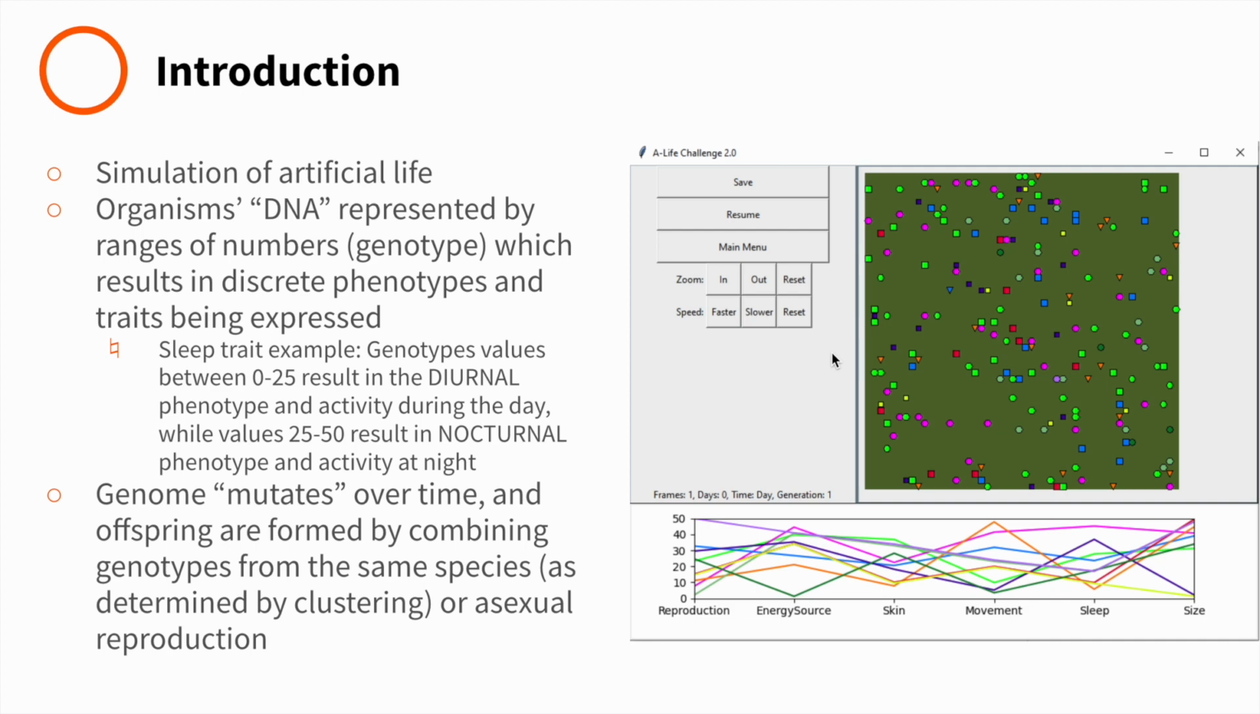Different organisms can also form offspring. So in the case of sexual reproduction, organisms that are the same species form offspring by combining their genotypes. In the case of asexual reproduction, organisms can divide and form two offspring.